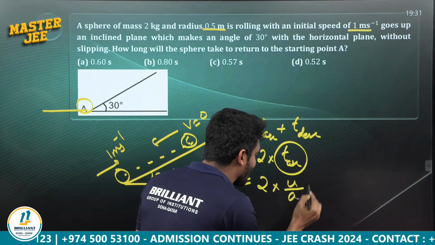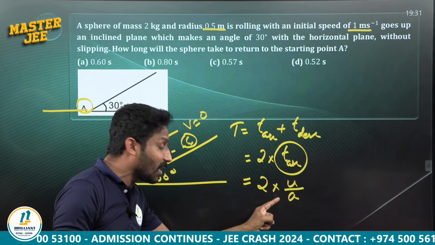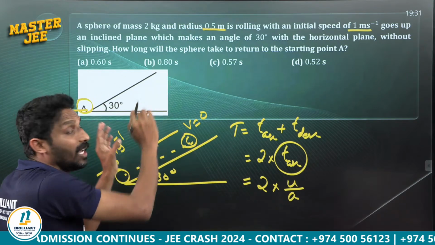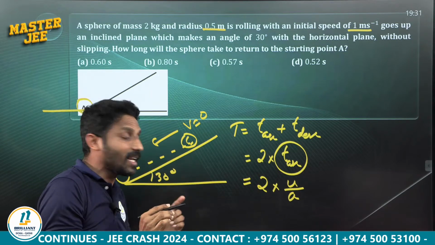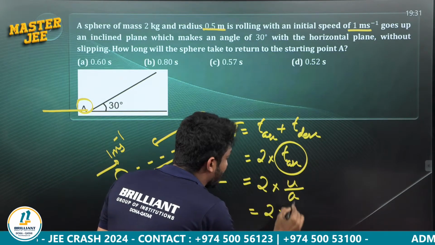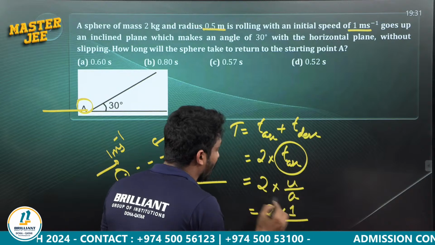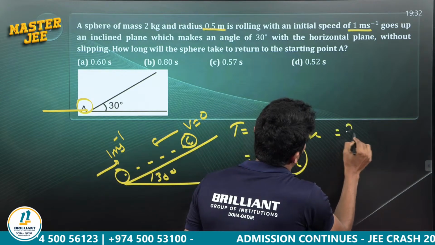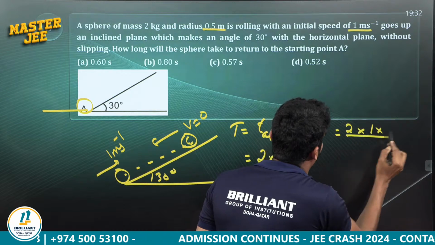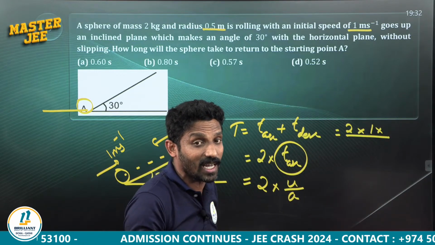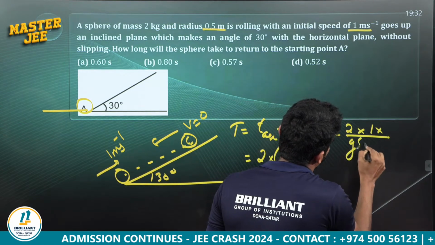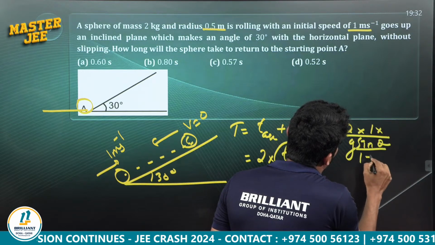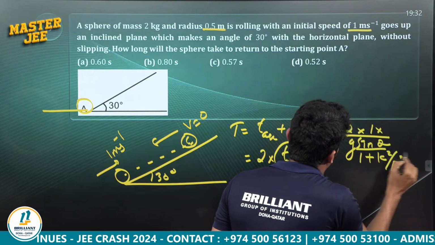Students, we studied that as u by a. And here, what's the acceleration during rolling motion along an inclined plane? This u is 1, and I can write the time as 2 into 1 divided by the acceleration, which is g sine theta by 1 plus k square by r square. Okay, g sine theta by 1 plus k square by r square, isn't it?